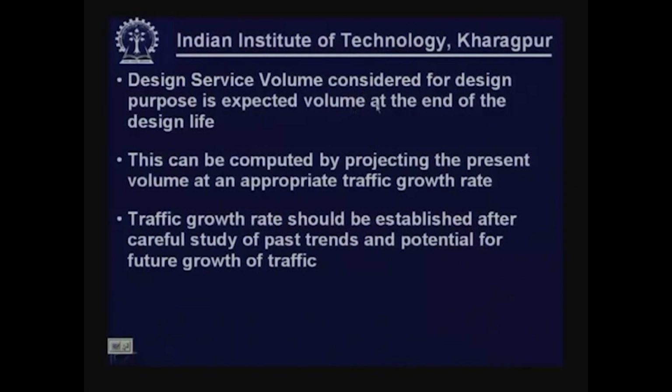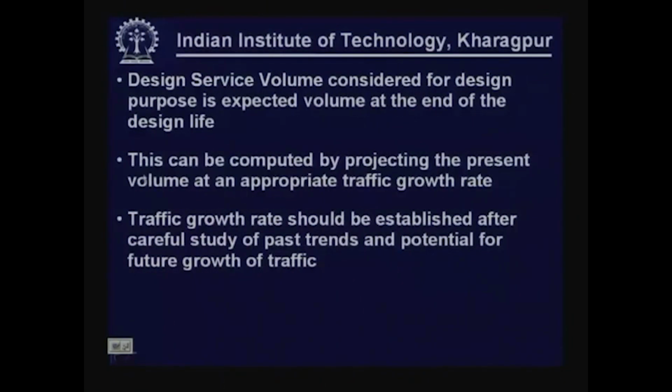The design service volume considered for design purposes is the expected volume at the end of design life. That means, when we are going for road infrastructure planning, we consider the economic life period, say normally 20 years for a road project. So, the traffic volume we are comparing with the maximum service volume for level of service B, say for rural highways, is not the present traffic volume, but the projected traffic volume at the end of design life. We take that and accordingly decide the lane requirement or capacity requirement.